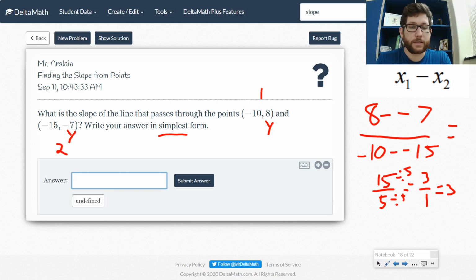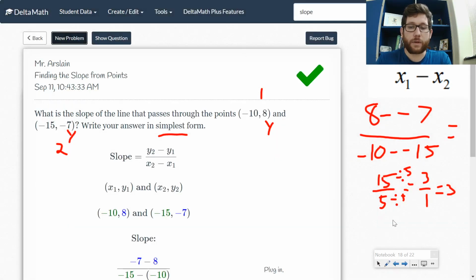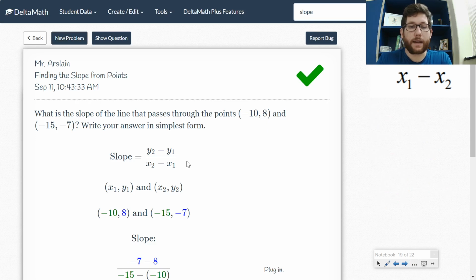And let's check that and see if that comes out correctly. All right, do we want to submit 3? We do. And there we go. That is the right answer. Okay, and it works through the problem.